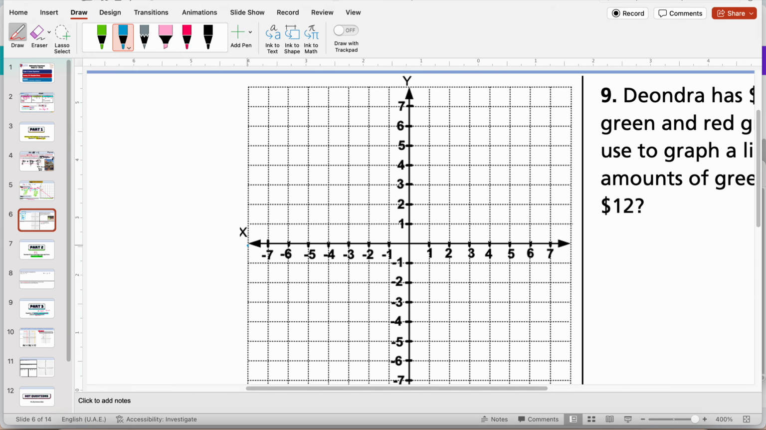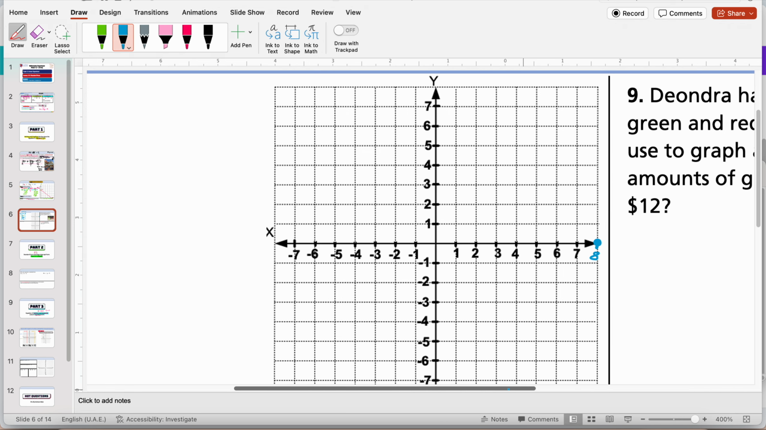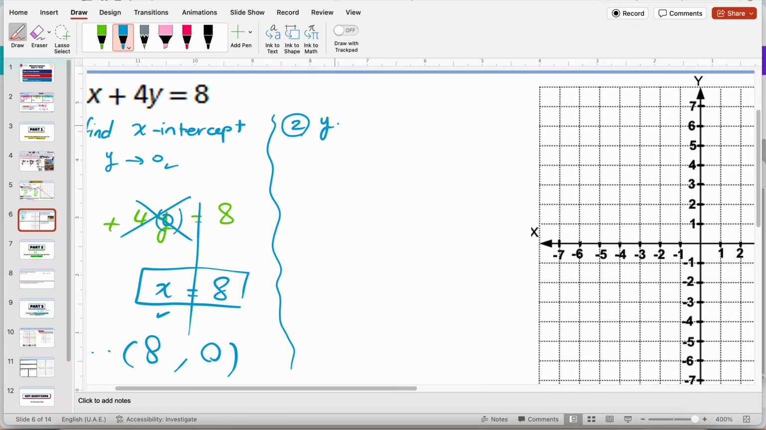So that was my x-intercept point. Go to the x-axis. Where is 8? Here is 8. Graph it. That's it. Do the same for the y-intercept.